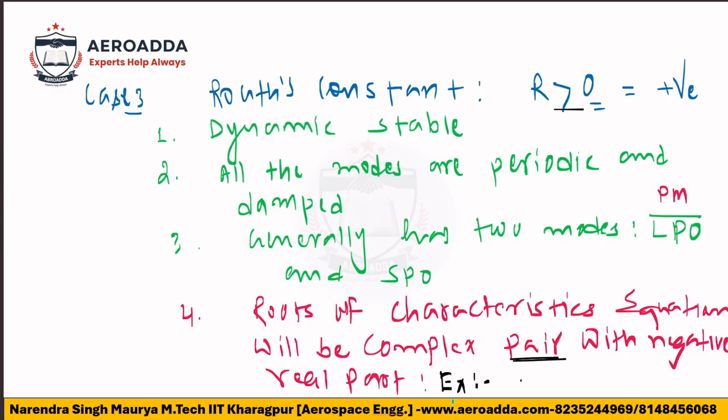The roots will be something like this: minus P1 plus or minus i Q1. This is one root pair, and another, because the roots come in pairs, will be minus P2 plus or minus i Q2. Check, both real parts are negative. If you see something like this, then directly by seeing the roots you can say this is dynamic stable, right? I hope you understood. So these are the things. I have discussed all the cases.